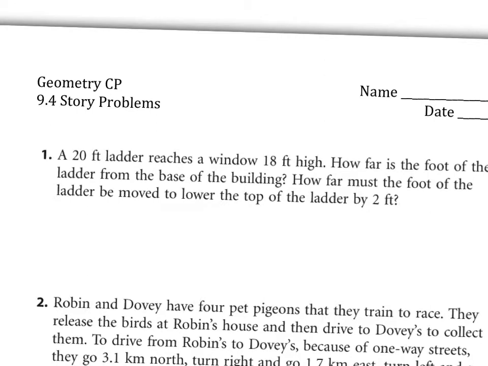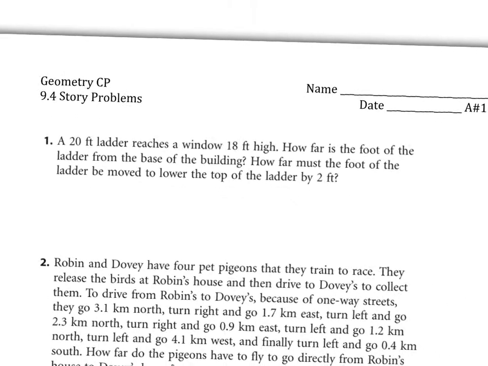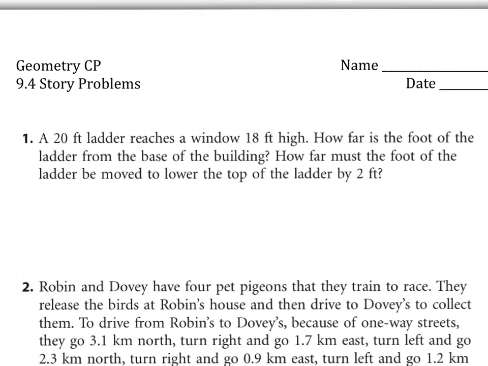So today we're going to be looking at story problems, and that is we're going to be taking a look at applications to Pythagorean Theorem converse, as well as 30, 60, 90 triangles. So our very first problem is a 20-foot ladder.